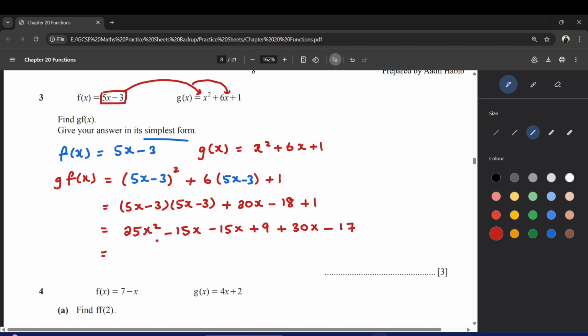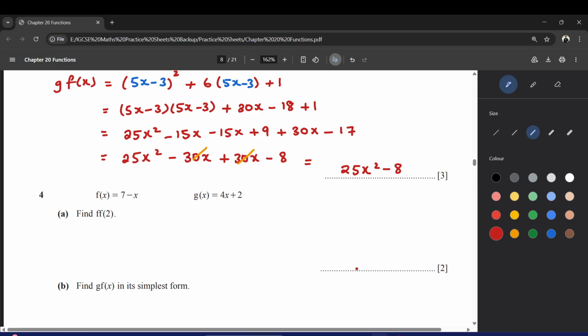So here we have 25x squared, then we have minus 15x minus 15x, this would become minus 30x, and over here we have positive 30x. Then we have 9 minus 17. So 9 minus 17 will give us minus 8. Now you can see clearly that minus 30x and positive 30x can be cancelled off. So we will be left with our final answer, which is 25x squared minus 8. Okay, so this is how you have to do a working for this type of question.